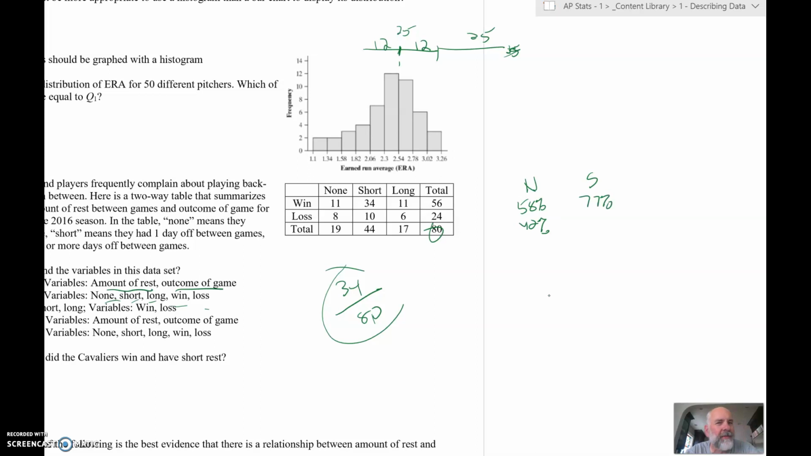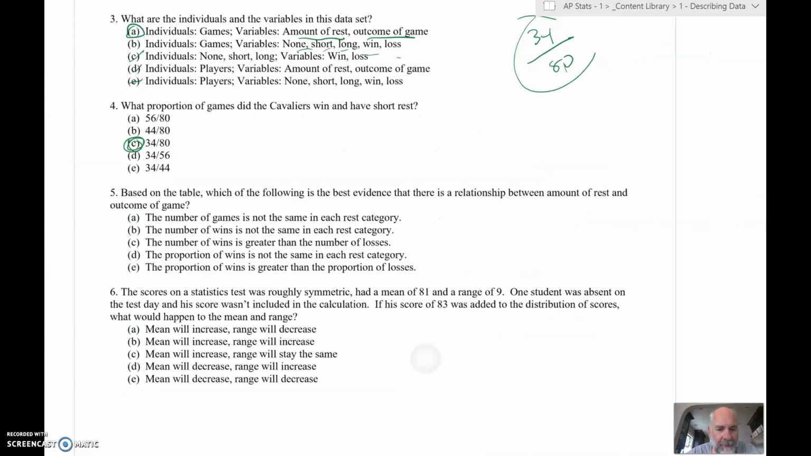Again, if this was free response, I'd write my work, but I'm just doing multiple choice here. So, whoa, there's a big difference in how often they win when they have short rest. And I could work out long rest too, but that's a big difference from 58% to 77% winning and 23% losing. All right, now I've got to find the option.